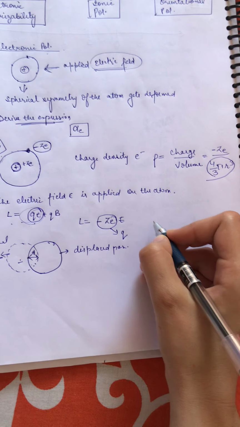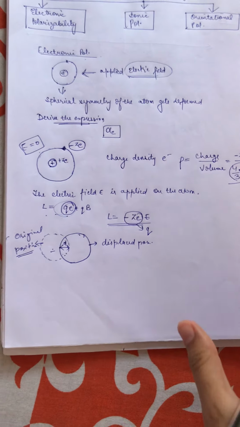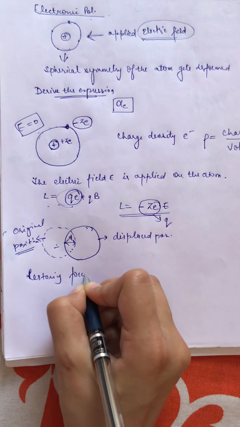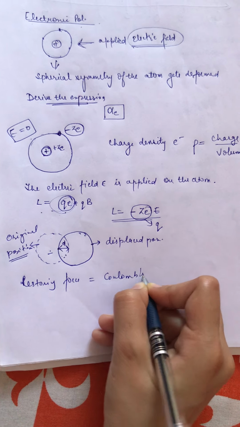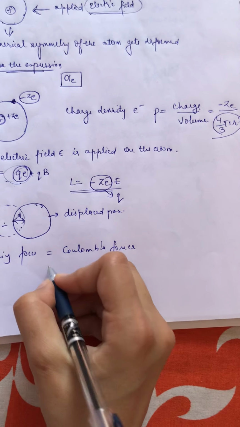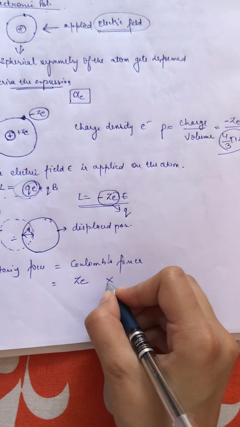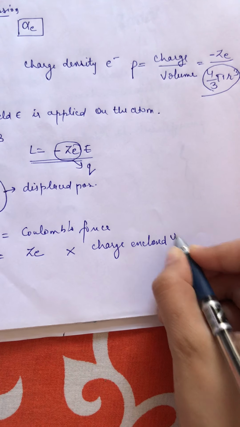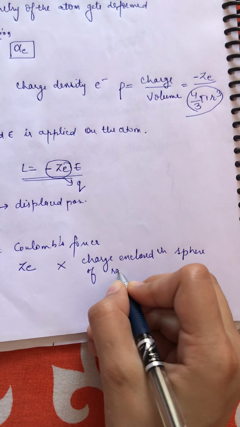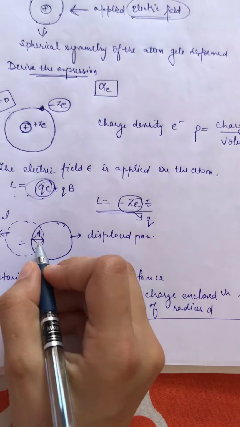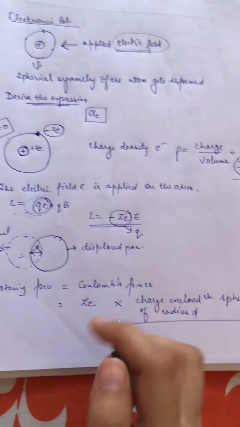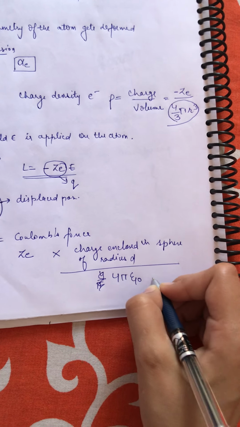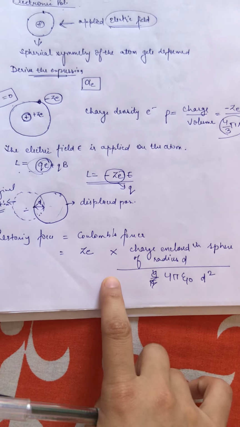Now the Lorentz force, which is equal to minus Ze E, is applied, and the restoring force will be equal to the Coulomb's force, which is given as the charge of the nucleus into the charge enclosed in a sphere of radius d, let the radius of this sphere be d, upon 4 pi epsilon naught d square. This is the formula of the Coulomb's force.